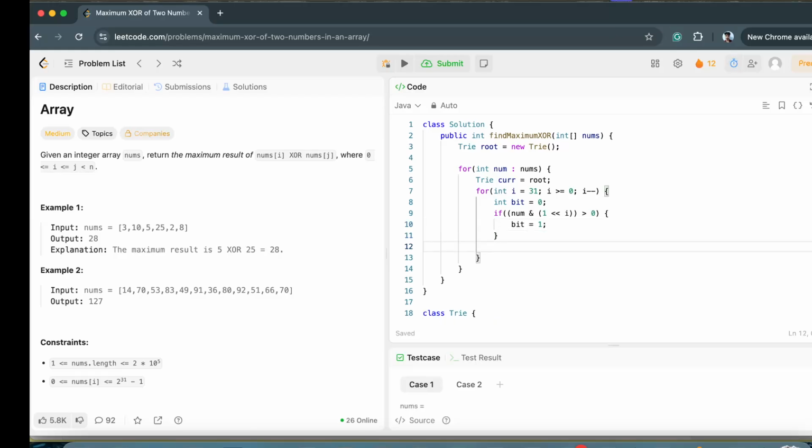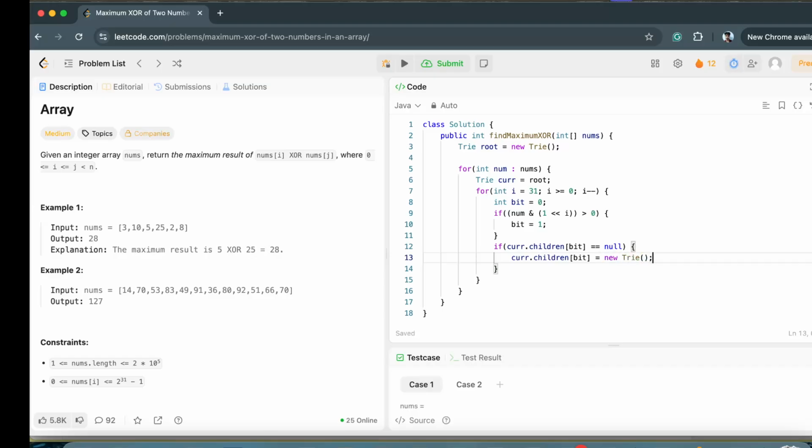Once we get the bit, we have to check whether current already has that child. So if current.children[bit] is equal to null, we have to create it. If we already have it, we can simply point to that one. So we create current.children[bit] equals new Trie. I'm creating a new instance of this trie.